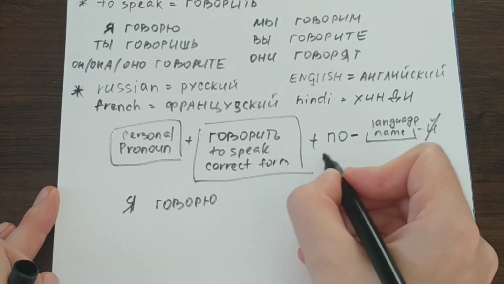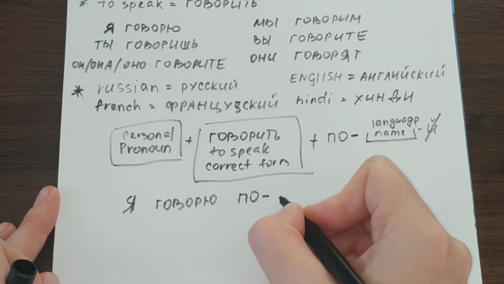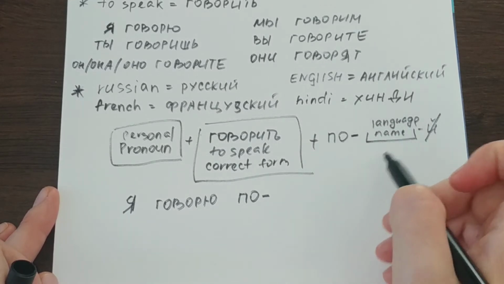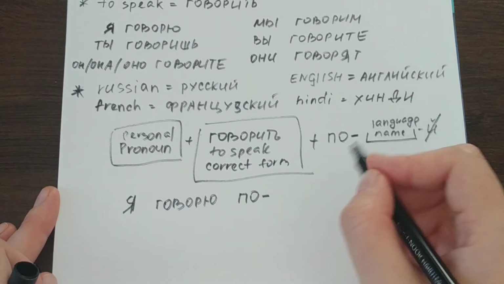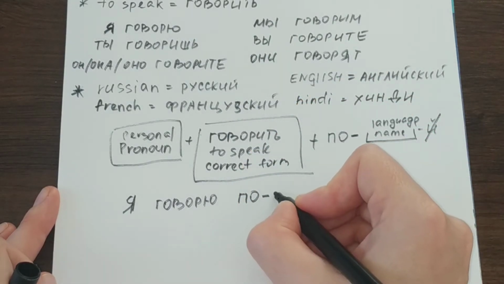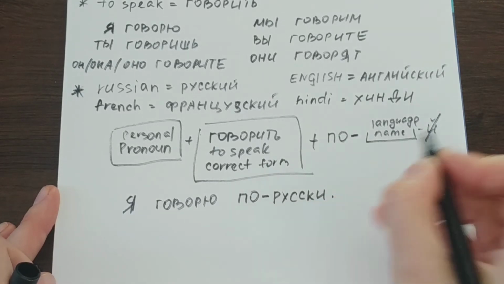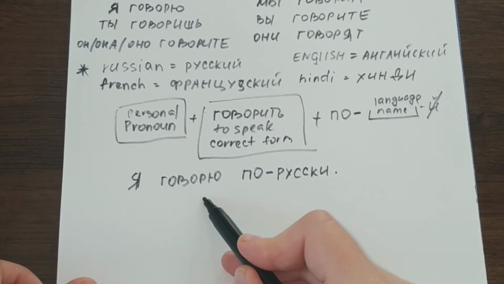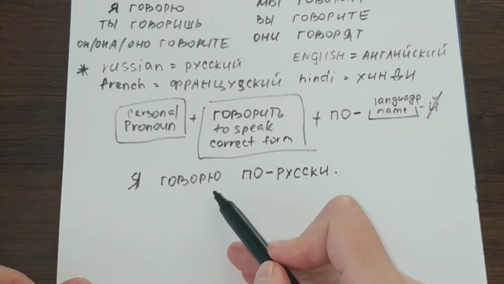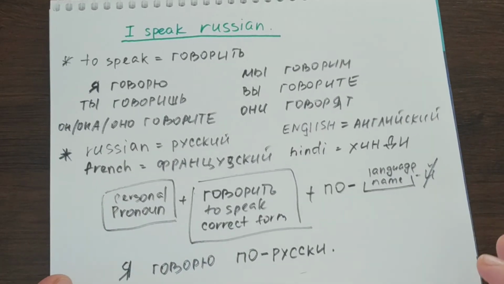Then we take this particle по. We're putting the hyphen, and we'll have to use the name of the language, which is русский, but we are dropping the final letter E. So we're writing it like this, по-русски. So the sentence will be я говорю по-русски. Я говорю по-русски. That is the equivalent of I speak Russian.